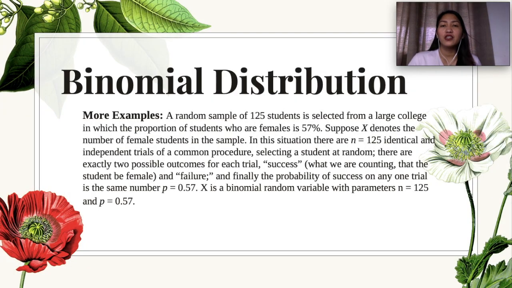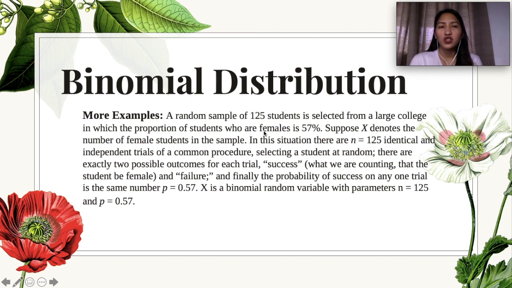Okay, so here's another example. A random sample of 125 students is selected from a large college in which the proportion of students who are females is 57%. Suppose X denotes the number of female students in the sample. So, dito daw sa sample natin, 57 yung females, yung proportion.